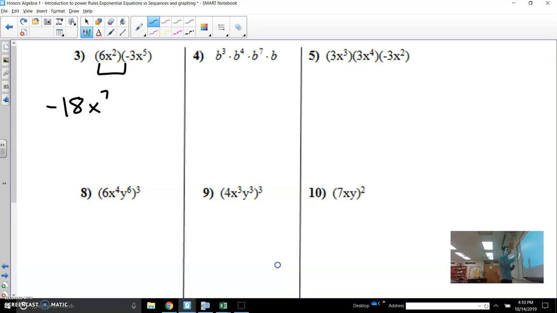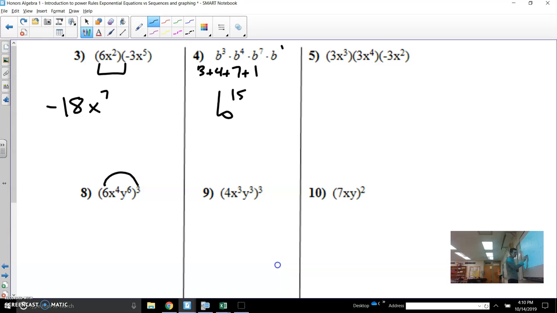The next one, just really pay close attention to that last one having a 1, but we are basically adding all these up. 3 plus 4 plus 7 plus 1. That ends up giving you 15. So that is b to the 15th power.